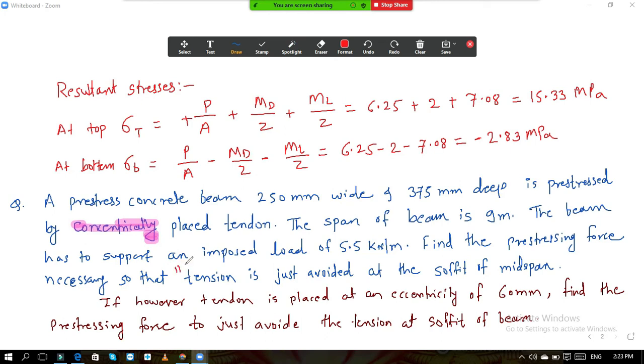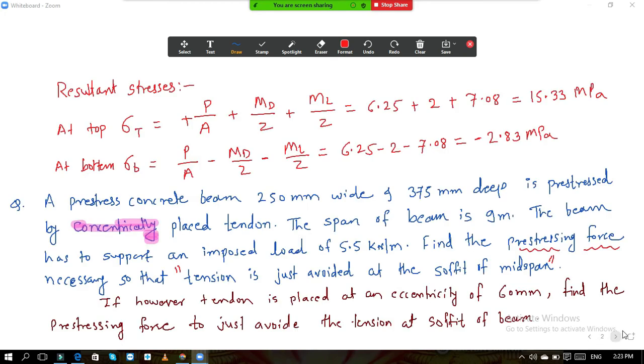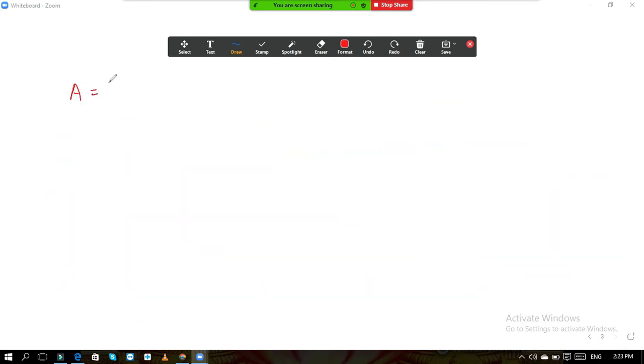By using this condition, you need to find out this pre-stressing force. Now how to find out? Let us see over here. First of all, we will write the given data. We can calculate the area of the beam directly. It is 250 mm wide, 375 mm deep.